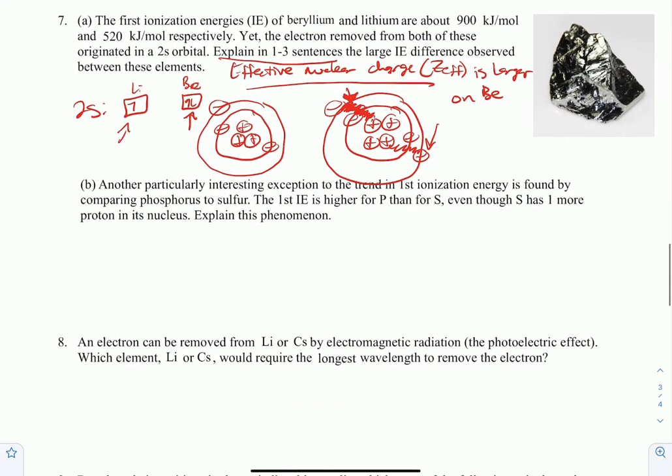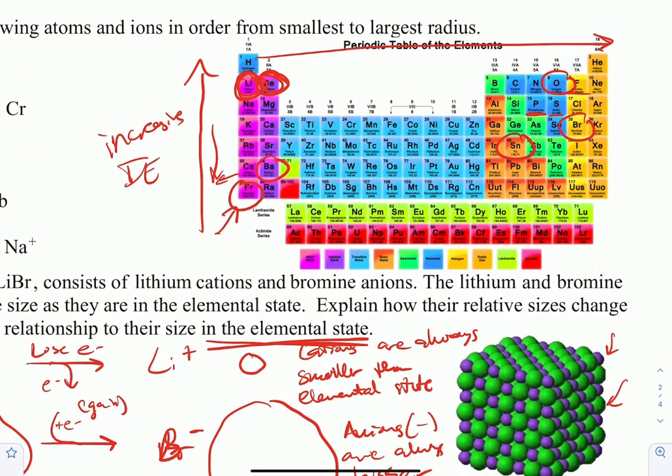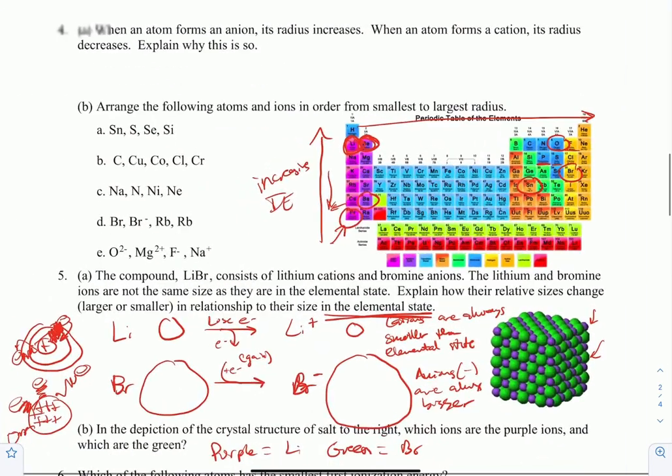All right, so part B says another particularly interesting exception to the trend in first ionization energy is found by comparing phosphorus to sulfur. The first ionization energy is higher for phosphorus than for sulfur, even though sulfur has 1 more proton in its nucleus. Explain this phenomenon. This is interesting, right? Because normally we've been defending ourselves using effective nuclear charge, but in this case, in theory, the effective nuclear charge should have been stronger for sulfur, making the first ionization energy higher than phosphorus. If you look at the periodic table, phosphorus comes right before sulfur, so it should have a lower first ionization energy. But let's see why it might have a higher one.